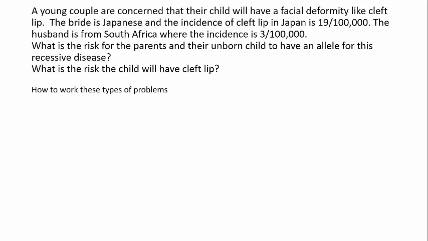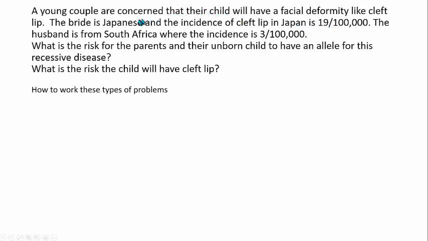Now in this lecture, I spent a significant amount of time, most of the first hour, teaching you how to work these problems. The important parts to note here in a problem is that if the problem tells you an incidence, this is equivalent to q squared if it is a recessive allele. If it is a dominant allele, it's just equivalent to p squared plus 2pq.